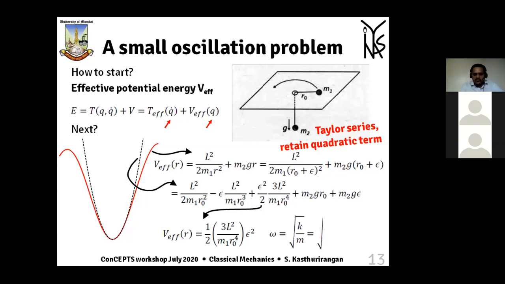And if you try to find out the oscillation frequency as square root of k by m, where m is m1 plus m2, then you end up with this particular expression. I think there is a substitution here for L square by m1 r0 to the power 4. From the equilibrium condition, it should be substituted as m2 g times r0. And therefore, you end up getting this particular expression.